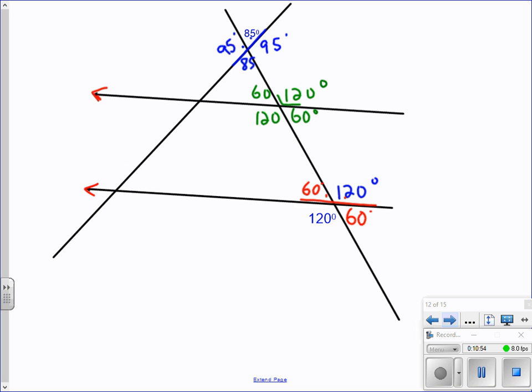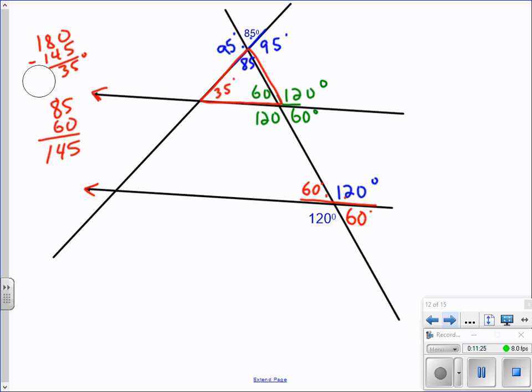Now, here's where our triangle rule comes in. Because we've got a triangle here, we can use the 180-degree triangle and subtract the 60 and the 85. So I'd add 85 and 60 together. That's 145. And then I would subtract that from 180. That leaves us with not 100, with 35 degrees. So this angle has got to be 35 degrees.